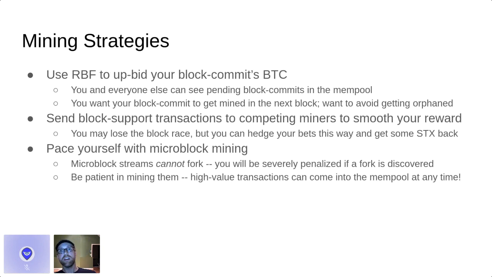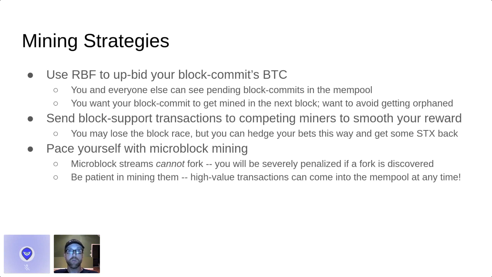Cool. So that's mining in a nutshell with the setup and requirements. What about strategies? I mentioned earlier that all your transactions hit the Bitcoin mempool, for example. And that means that everybody can see your mining transactions before they actually confirm. This is both a great and terrible thing. So what you should be doing if you're mining is you should be looking at the mempool regardless to try to see if other people are mining as well.